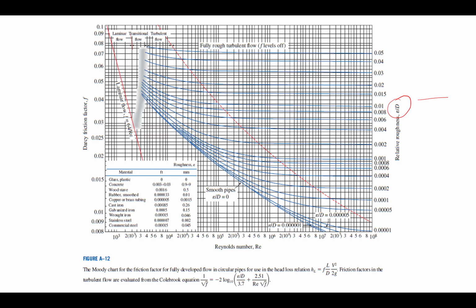Suppose that your pipe material is like that, and your e by D value is 0.006, or your Reynolds number is 10 to the power 6, up to Reynolds number 10 to the power 6.